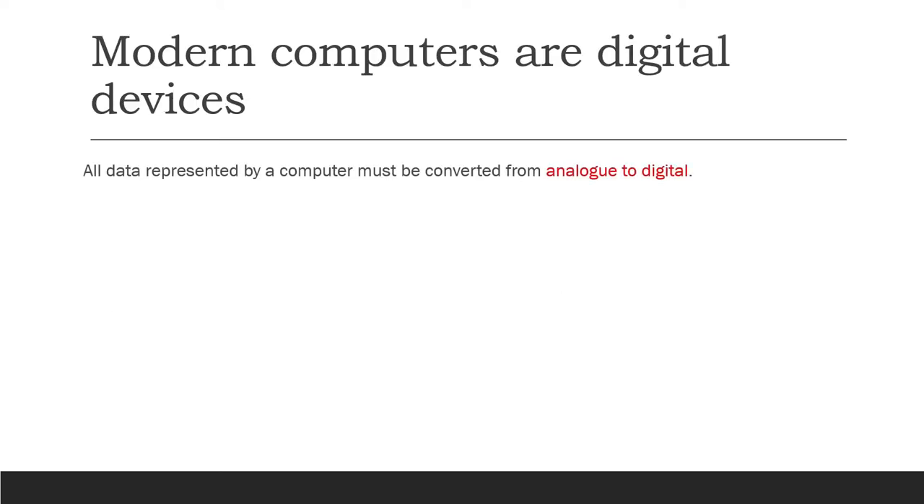Now, modern computer systems are digital machines, and that means if you want to feed a signal into one, like for example a sound or an image, you have to convert it from analog form, which is what the physical world is like, into digital format, which is what the computer system needs to work with. And the reason for this is because computers are made of these things called logic gates. And a logic gate is an electronic circuit in which electricity has two states, on and off.